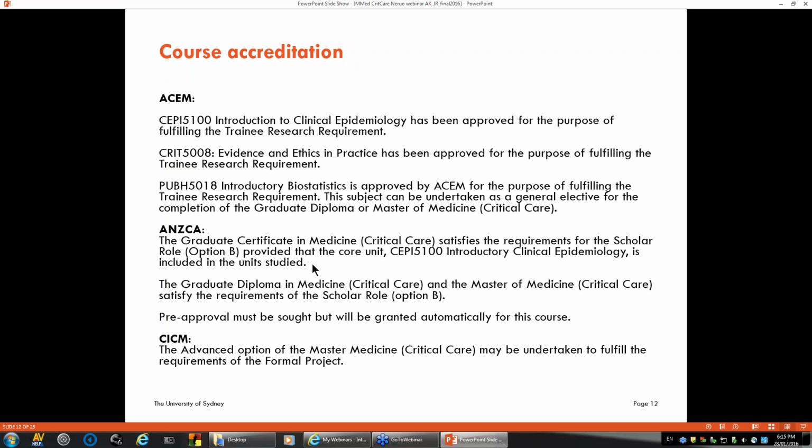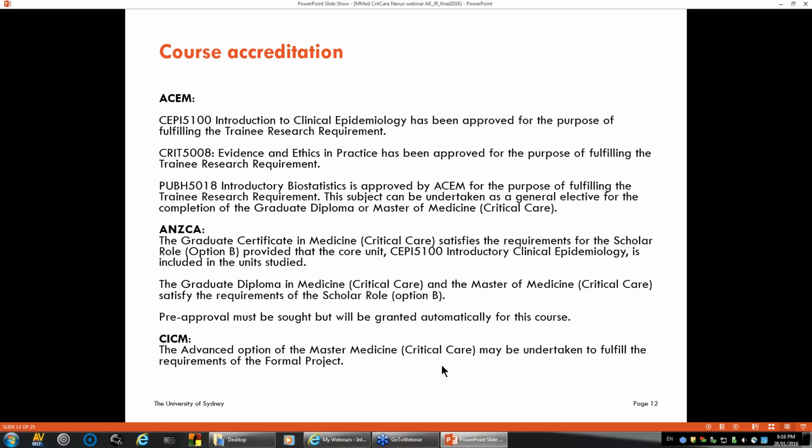ANZCA satisfies the scholarly role option B, both at the grad cert level and the graduate diploma level, by completing Introductory Clinical Epi, and if you do a master's, obviously you'll go on and do the Evidence and Ethics unit. You do need to notify the college that you're doing that, but it'll be granted automatically as it's been prior approved.